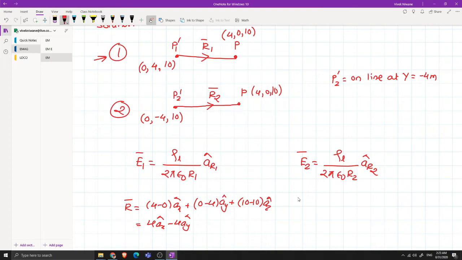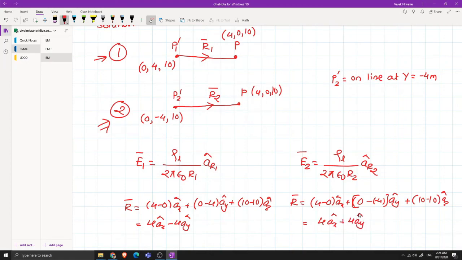In the second case, let us write down an expression for R bar. So 4 minus 0 ax cap plus 0 minus 4, okay, ay cap plus 10 minus 10 az cap. Fine. So we will have 4ax cap plus 4ay cap.